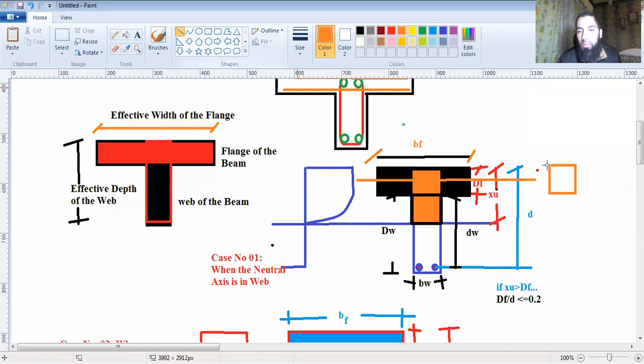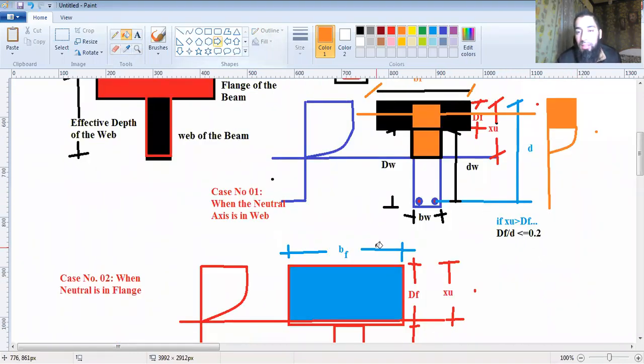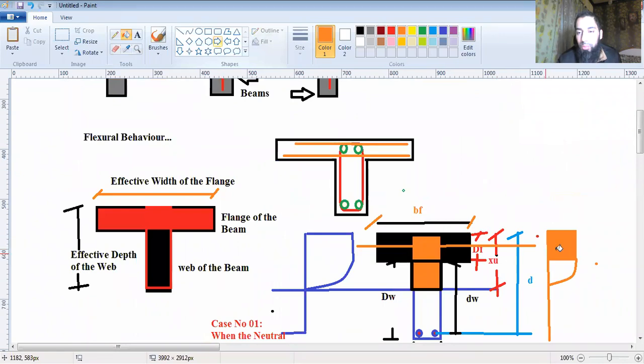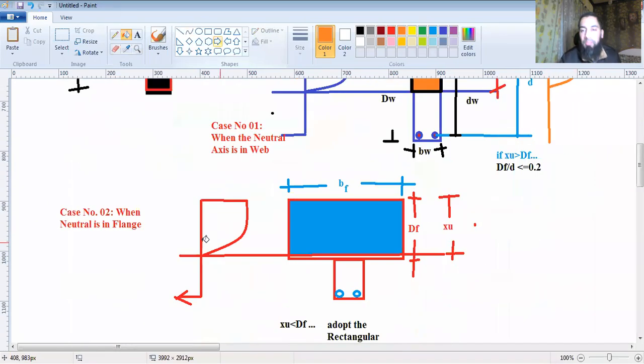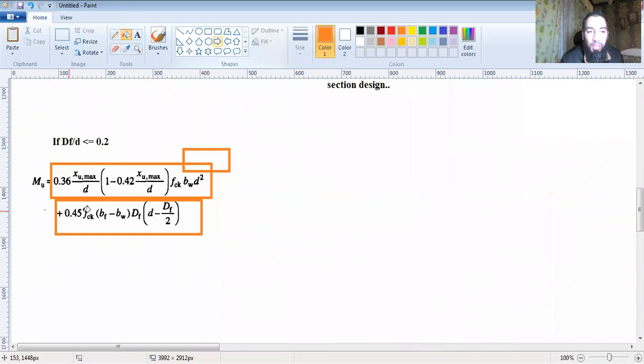और बाकी portion में, it's then assumed कि यहाँ पर the rest of the portion would be non-linear. So for this portion, it's assumed that behavior is linear. Only when your Df by d is less than or equal to 0.2, then it's assumed that this portion behaves linearly. Thereby, it's 0.447 fck or 0.45 fck.